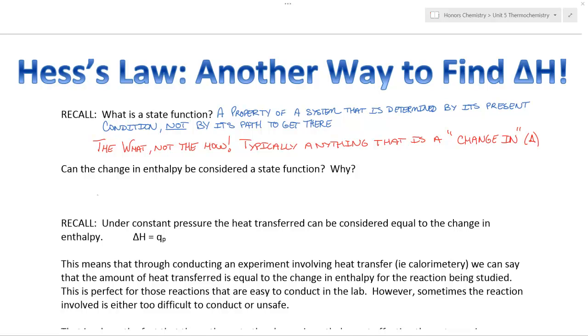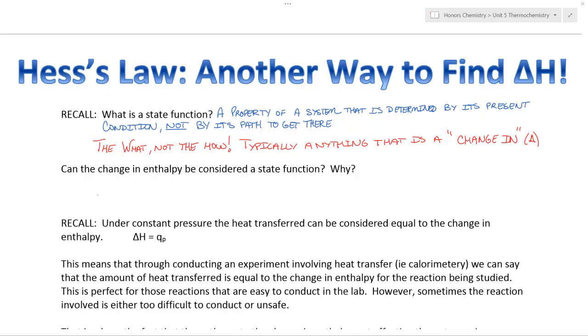So a couple quick reminders. I want you to recall first the idea of what a state function is. A state function, if you recall, is a property of a system that is determined by its present condition, not by its path to get there. Meaning it's the what, not the how. So we don't really care so much about how the change happened. We just typically care more about the fact that it did happen. So a lot of times we say that if you have something that's a change in, or like a delta, like delta H or delta T or delta time or whatever you might want to look at, that change in tells you that it's going to be a state function, because we really are more concerned with it happened, not how it happened.